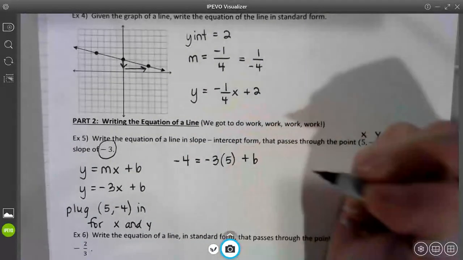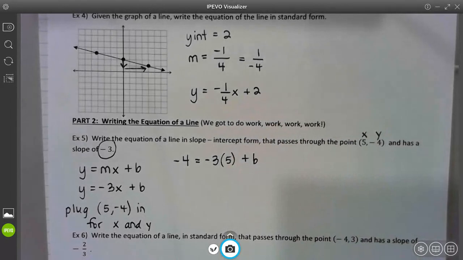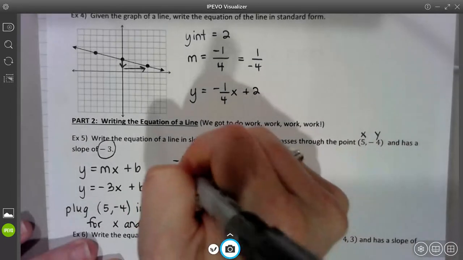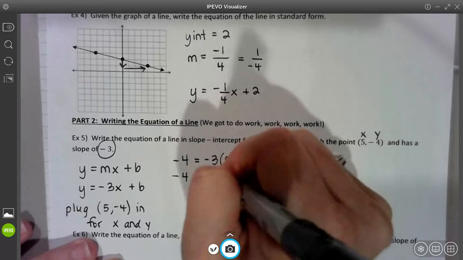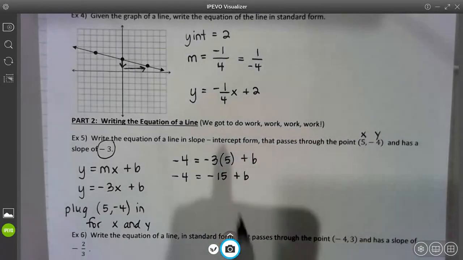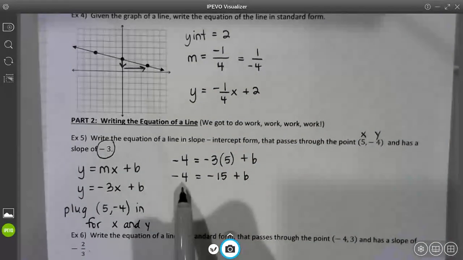So guys, now the only variable in our equation is b. So we're going to solve this for b. Clean it up: -4 = -15 + b. The only thing we need to do to find b is get b alone, so add the 15 to the other side.